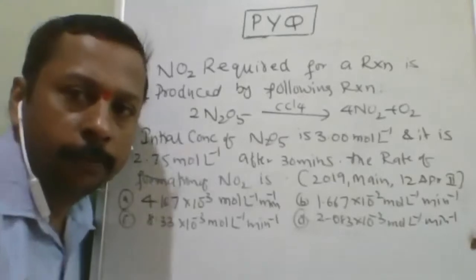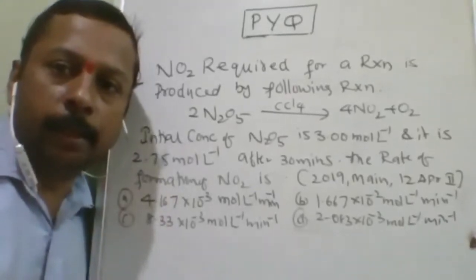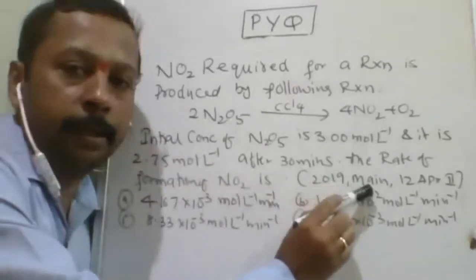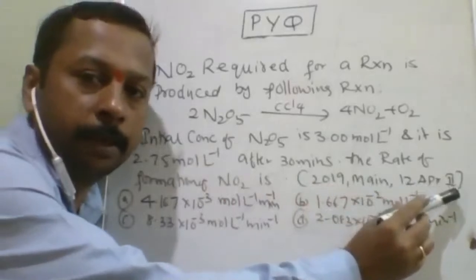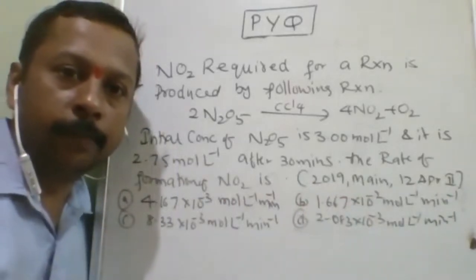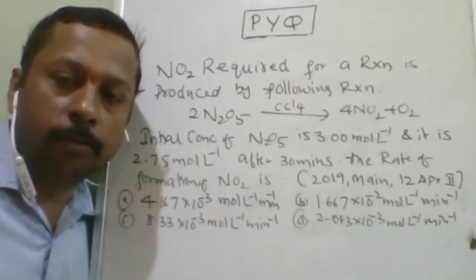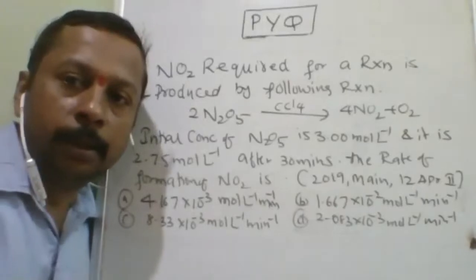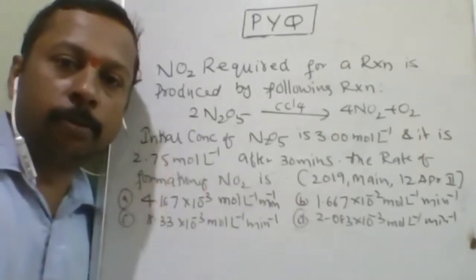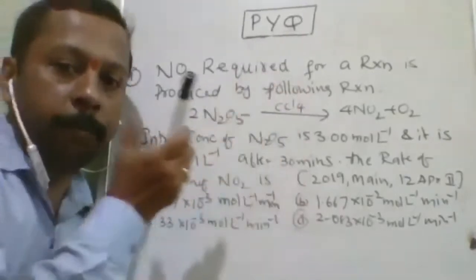Okay, students, now we are solving some previous year questions to get an idea about how the questions are framed. This is a 2019 mains, 12th April, second shift question. As we have completed our chemical kinetics chapter, let us see how the questions come and whether, with the level you presently have, you will be able to solve them or not. Previous year question, PYQ.